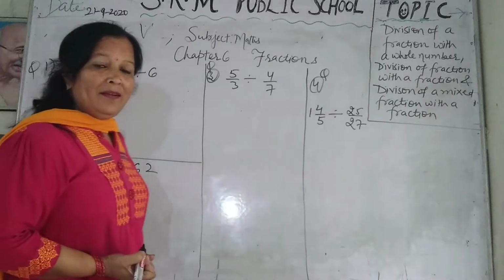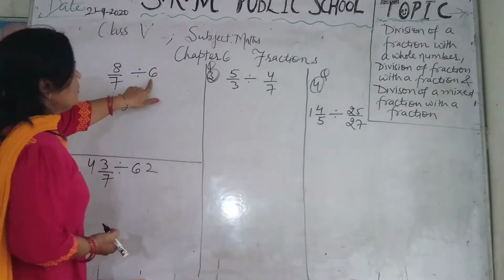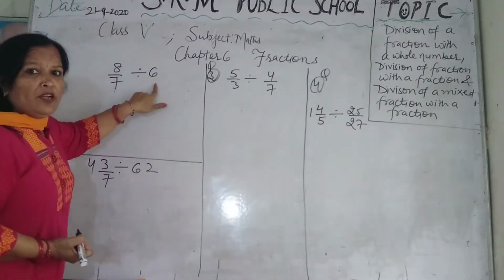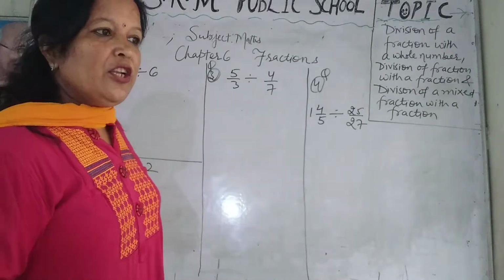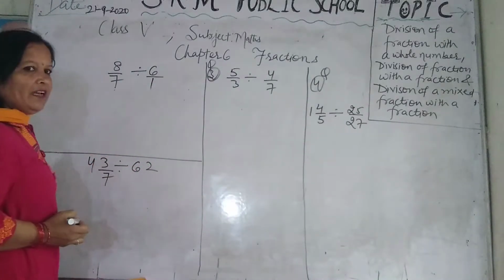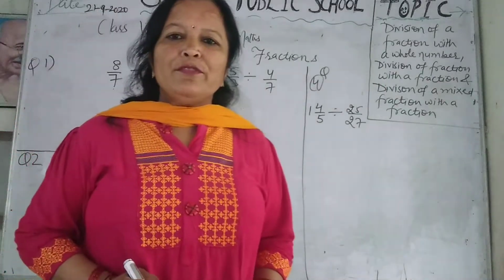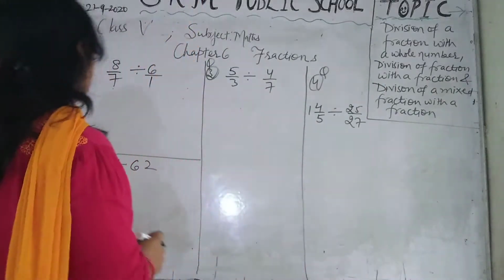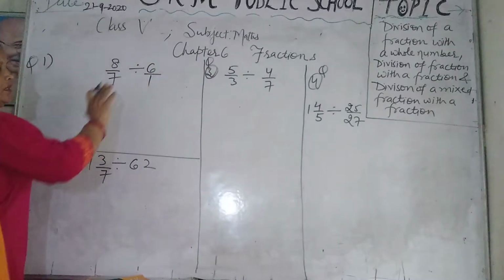6 is a whole number. So, as you know, the denominator of every whole number is always 1. So put 6 upon 1 here. Okay. Take the reciprocal of 6. The reciprocal of 6 is 1 upon 6.